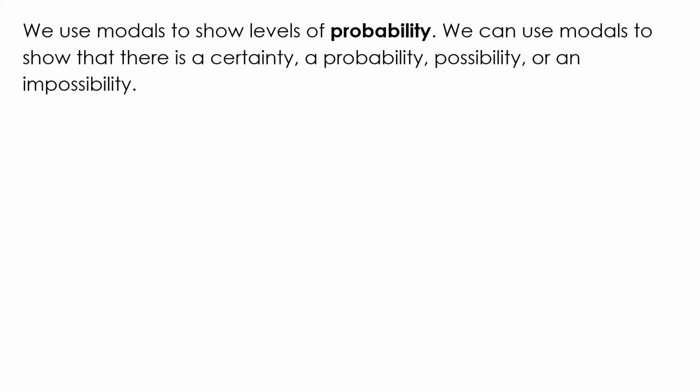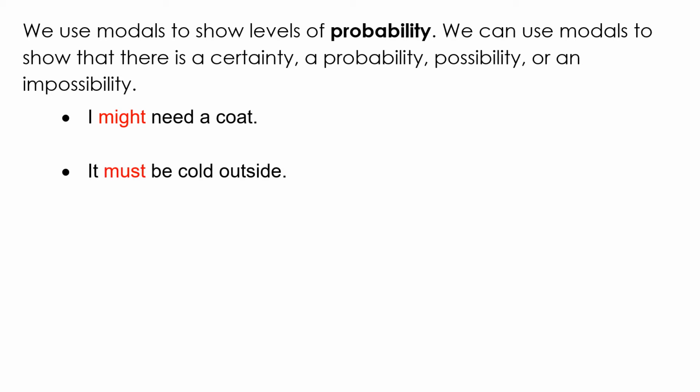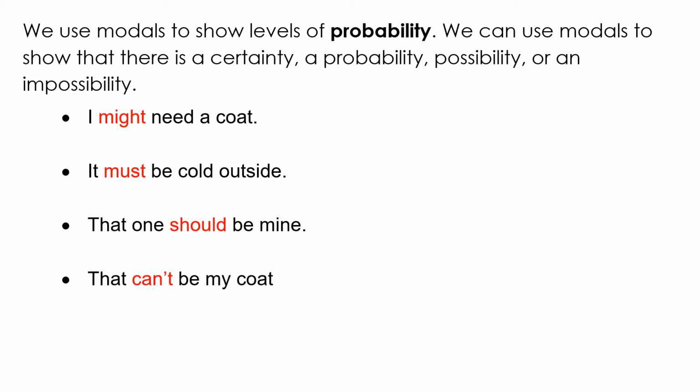We use modals to show levels of probability. We can use modals to show that there is a certainty, a probability, a possibility, or an impossibility. I might need a coat. It must be cold outside. That one should be mine. That can't be my coat, it's too big.